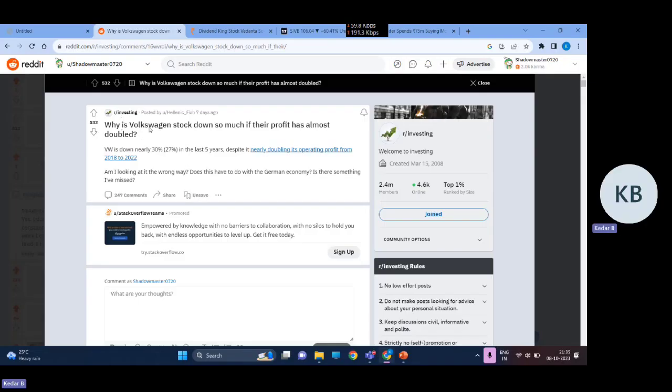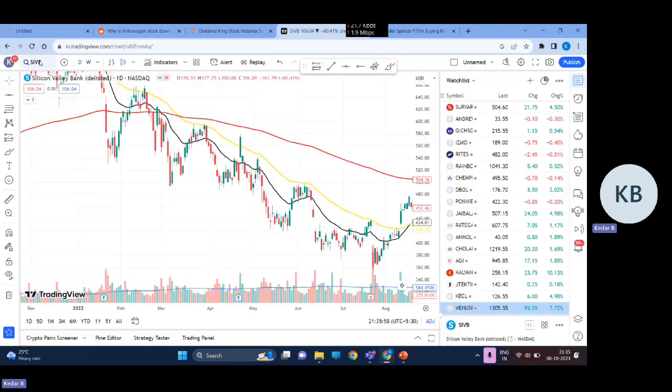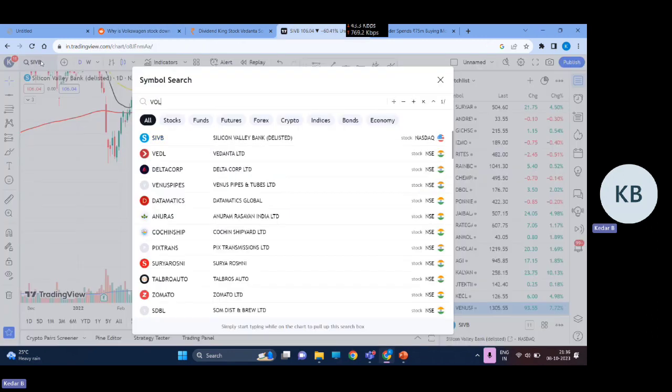Came across this post, okay, in this US based subreddit. He's asking why is Volkswagen stock down so much if their profit has almost doubled. Okay, excellent fundamentals. Volkswagen is doing good. You can see he wrote it's down 30% in the last 5 years, despite it nearly doubling its operating profit. Yeah, so even if it's fundamentally sound, it does not guarantee the stock going up. Okay, let's check it on the charts.